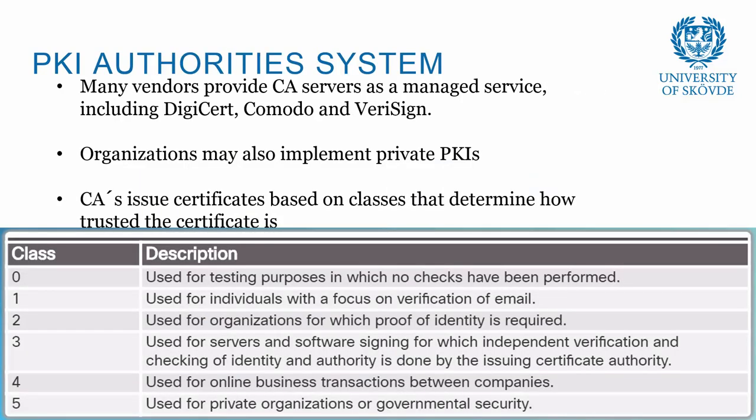There are actually many vendors out there that provide CA servers and services as a managed service. Those include, for instance, DigiCert, Comodo, VeriSign. If you browse to an HTTPS web page, you can usually click a button, usually the padlock, to view the certificate of that website, and you can see what CA signed it, and then you can see DigiCert, Comodo, VeriSign, or something else. Some organizations can also implement private public key infrastructures. Usually those are for internal use.